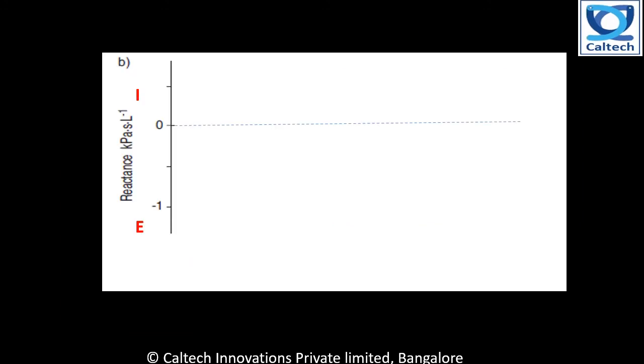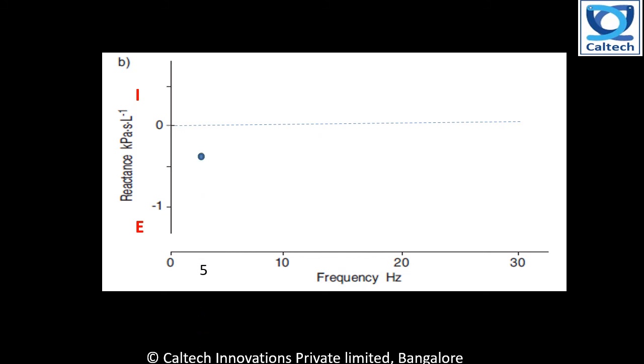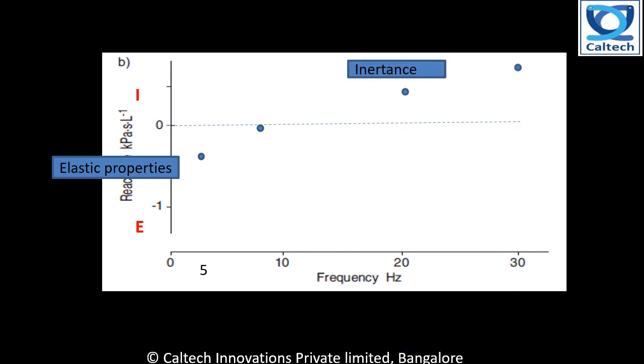The other graph that we get is reactance versus frequency. We know that reactance is made up of two components. One is the elastance and the other is inertia. So reactance is plotted against frequency. At a lower frequency, the elastic properties of the reactance are dominant. At high frequencies, the inertance becomes dominant.